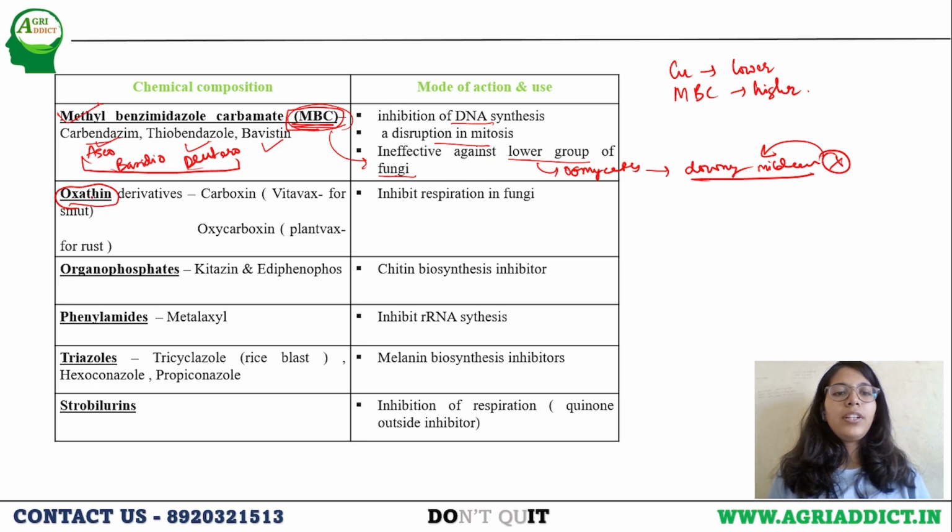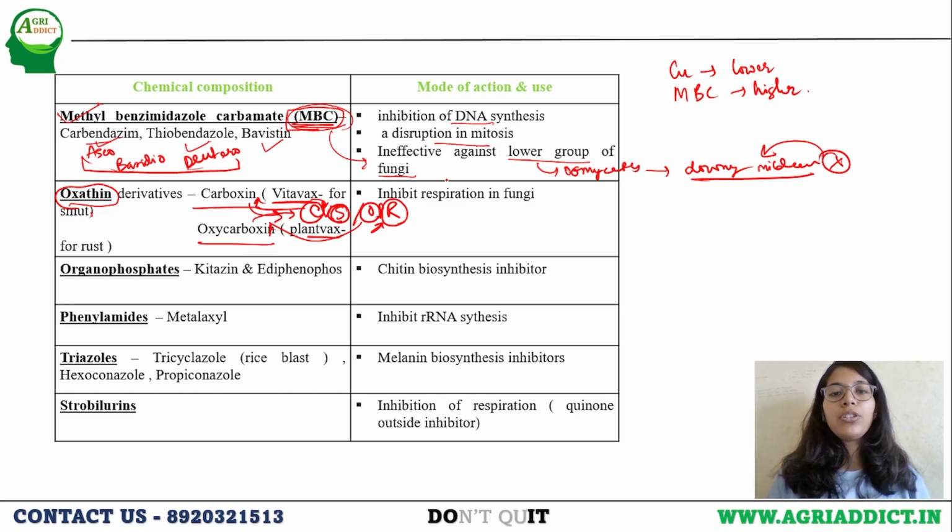There are various oxathiin derivatives, which are called carboxin and oxycarboxin. In the first video I have already mentioned, but here also I would like to mention again, remember the abbreviations CVS and OPR. CVS: here it stands for the chemical composition, that is carboxin, Vitavax is V, and S is the disease for which it is effective, that is smut and loose smut. And OPR: O is oxycarboxin, Plantvax is P, and it is effective against the disease rust.